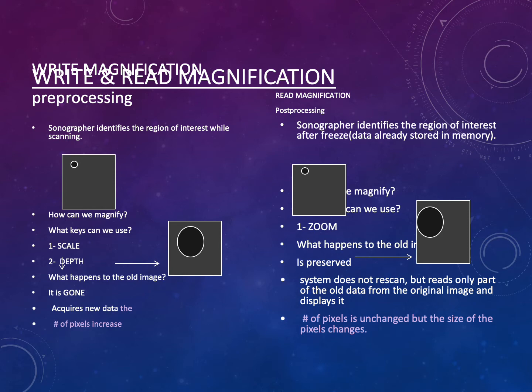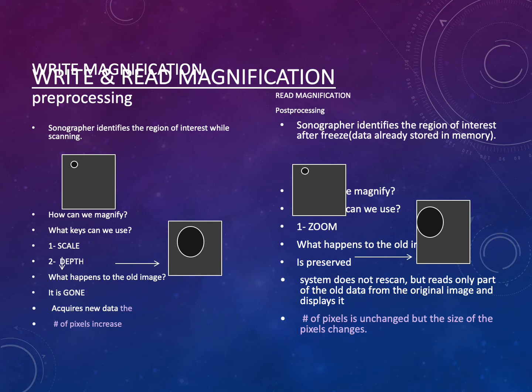What keys can we use? Is it the depth or the scale? The depth key or the scale key, and if we decrease the depth, we can magnify the structure. So now the question is, what happens to the old image? Remember, you never hit freeze, never stored anything in memory, so the old image is gone. You acquire a new image, new data, when you change the depth. The number of pixels increases because you have a new area by decreasing the depth. You acquire a new image and your old image is gone, so the number of pixels changes.